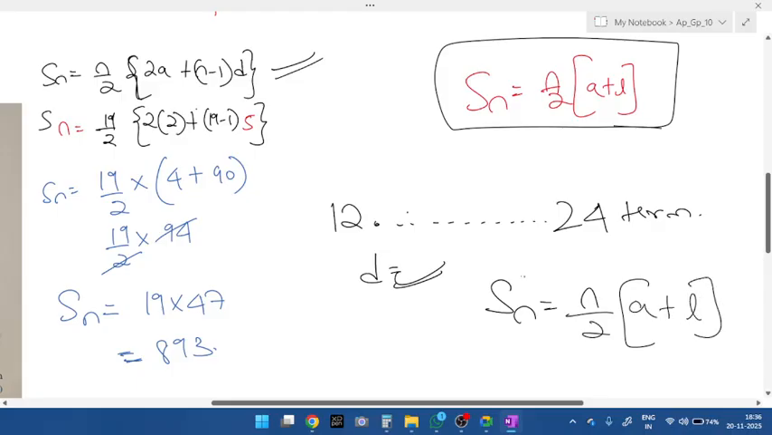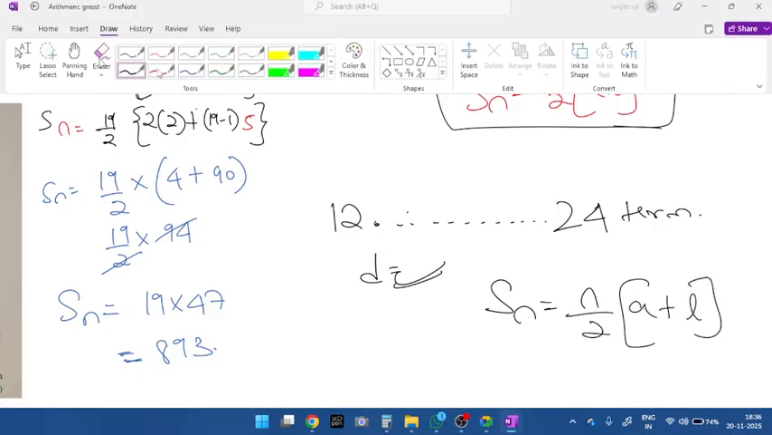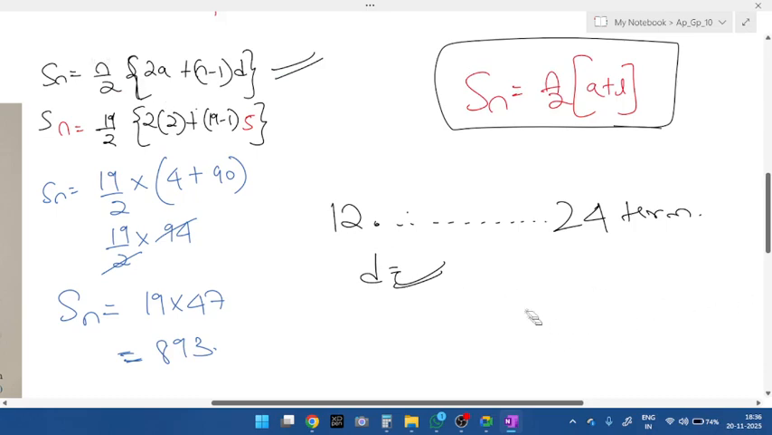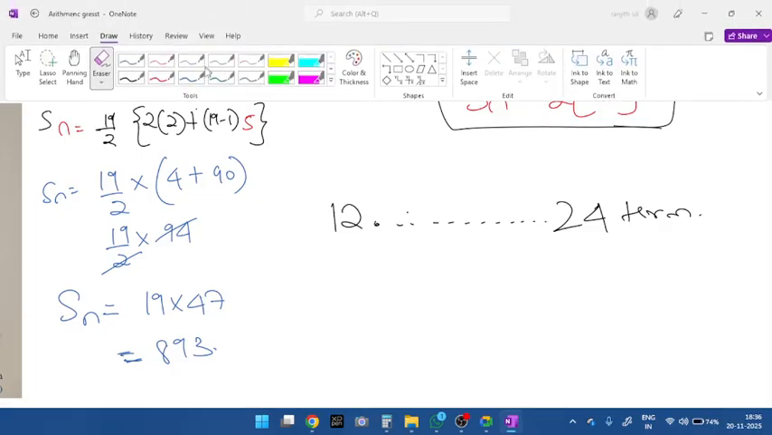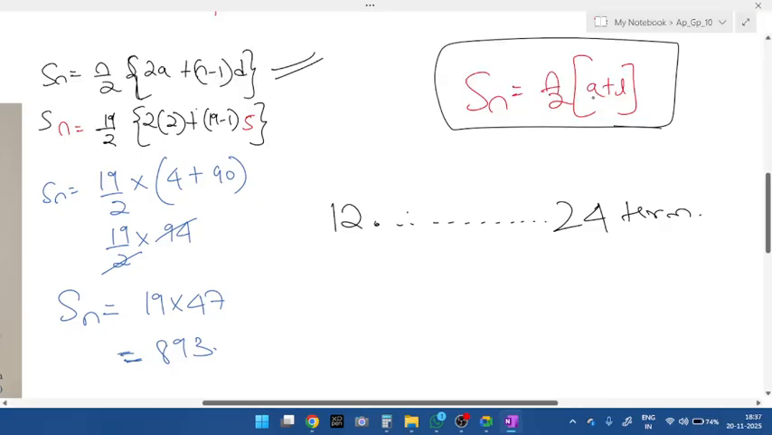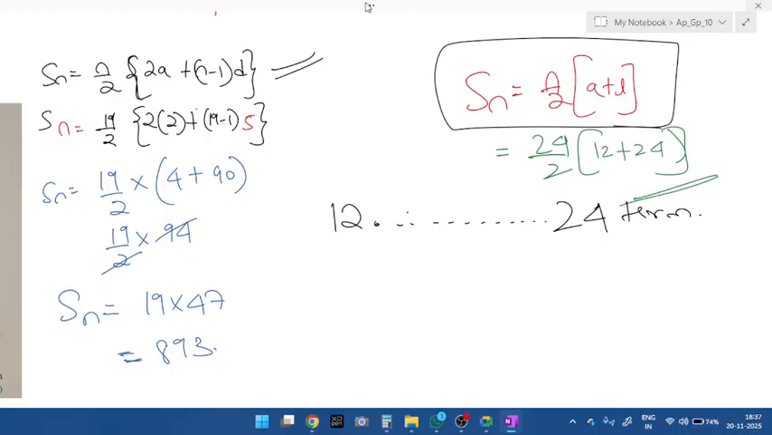What is a, students? a is the first term, l stands for the last term. Remember, l stands for last term. Fine. So how do you solve this question? n is 24th term. 24 divided by 2 into 12 plus 24. If you solve this, you will get the sum of the entire value. We use this formula only when we have the first and last term. Just make a note of this: n by 2 into a plus l.